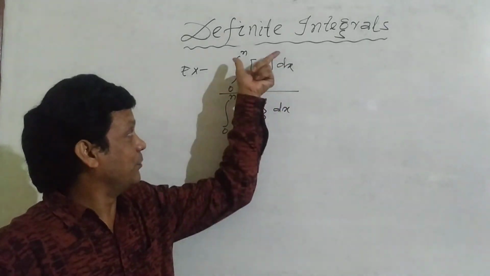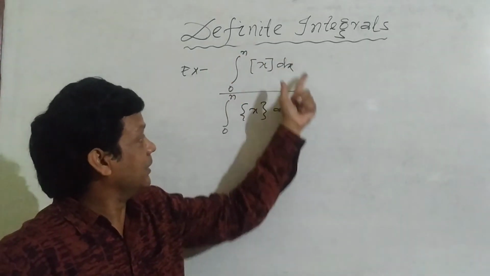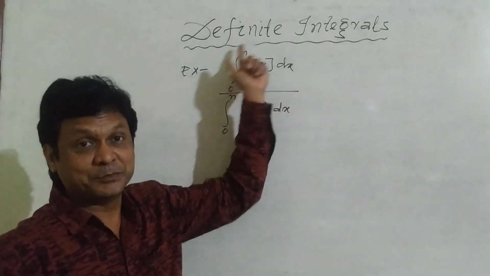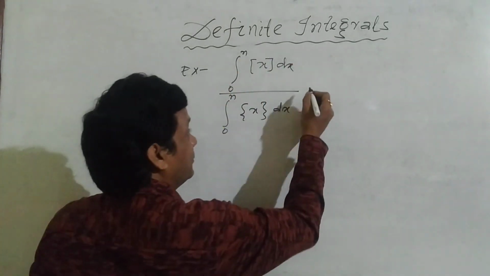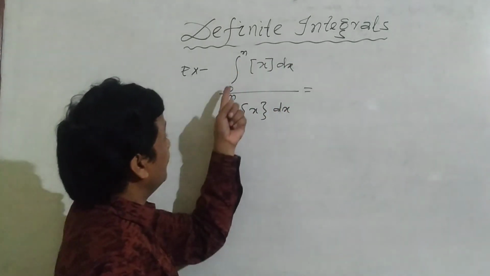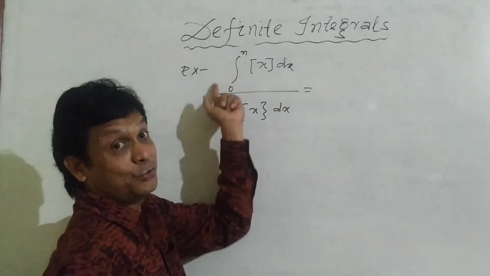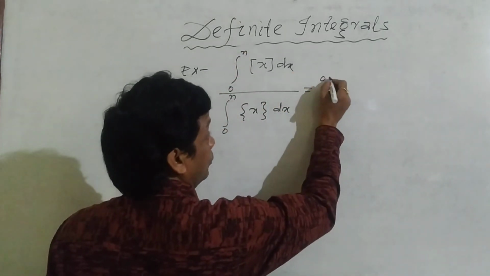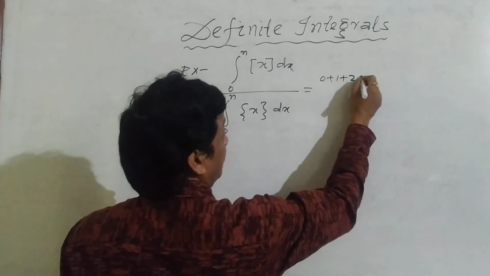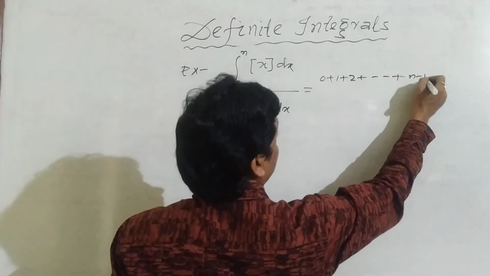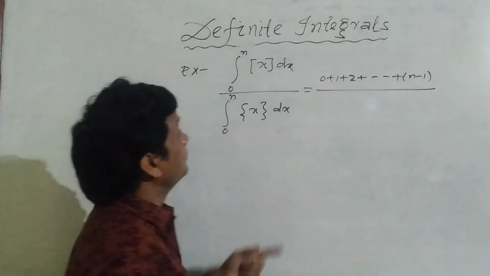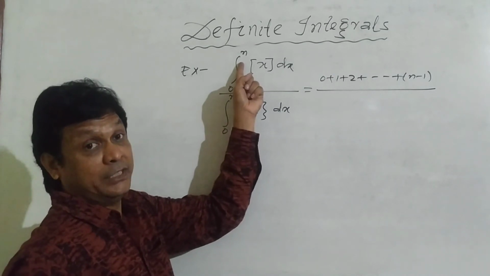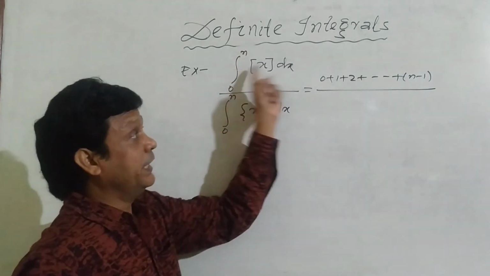See this example. It seems very complicated. Is not it? So, how to do this one? Integral 0 to n of bracket x dx. 0 to n. What is our rule? 0 plus 1 plus 2 up to n minus 1. Here, the integer just below n. Here n is an integer. So below n it is n minus 1.